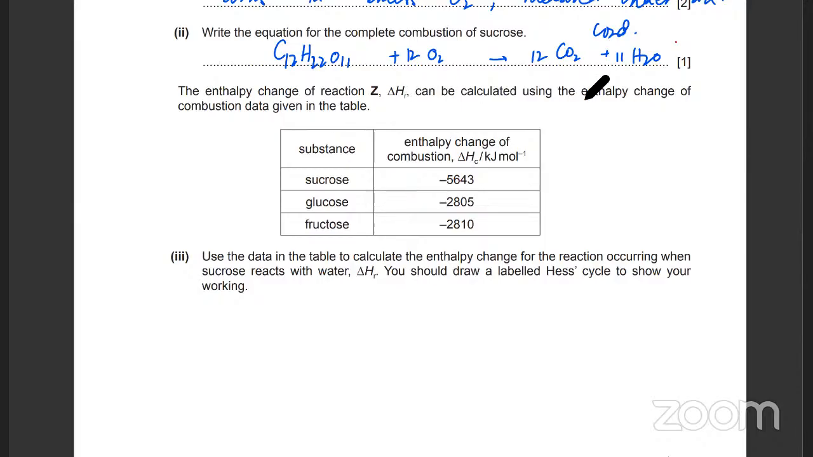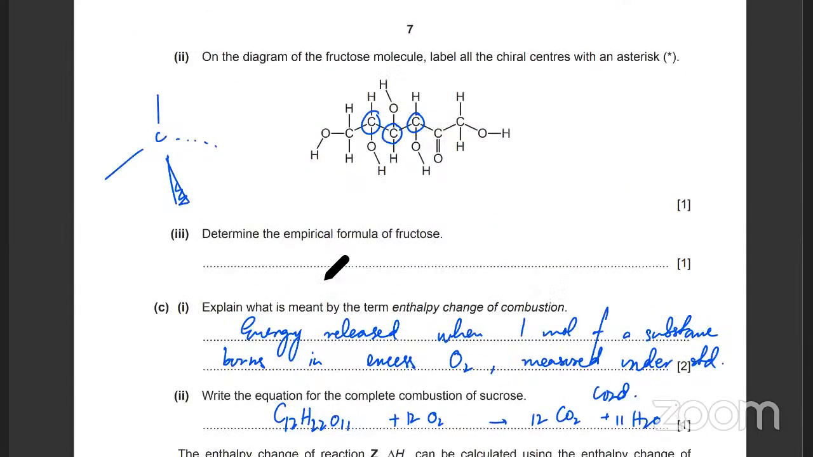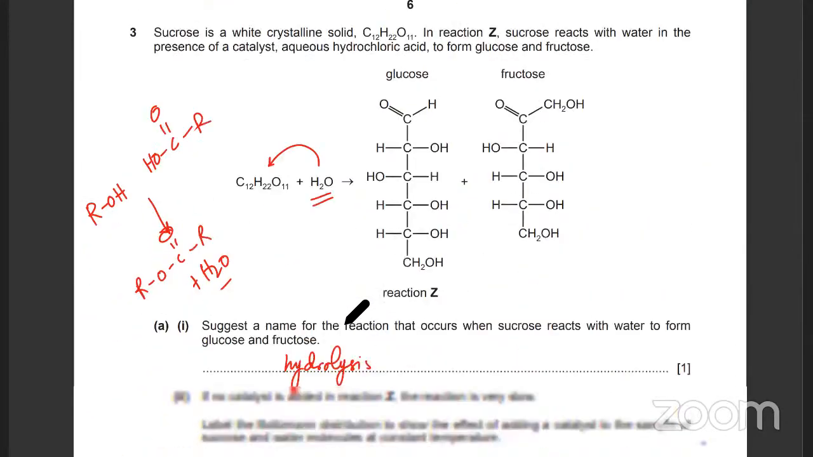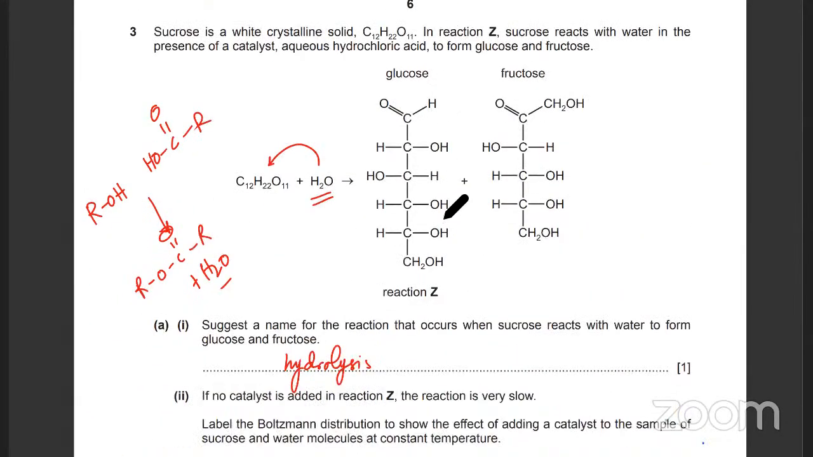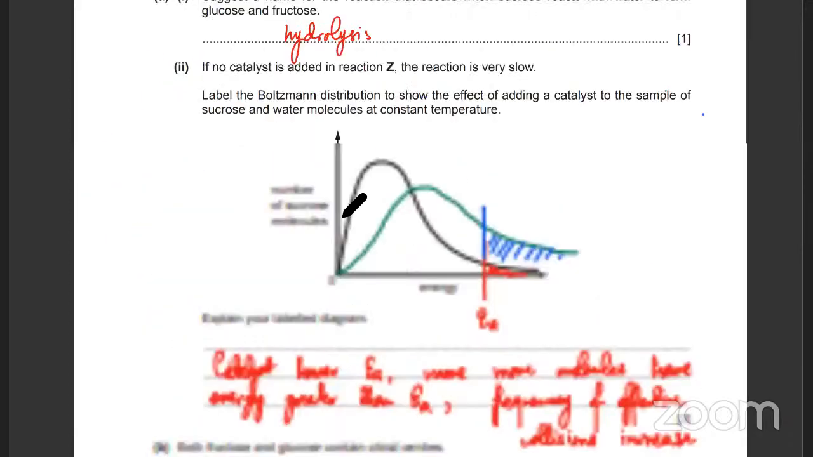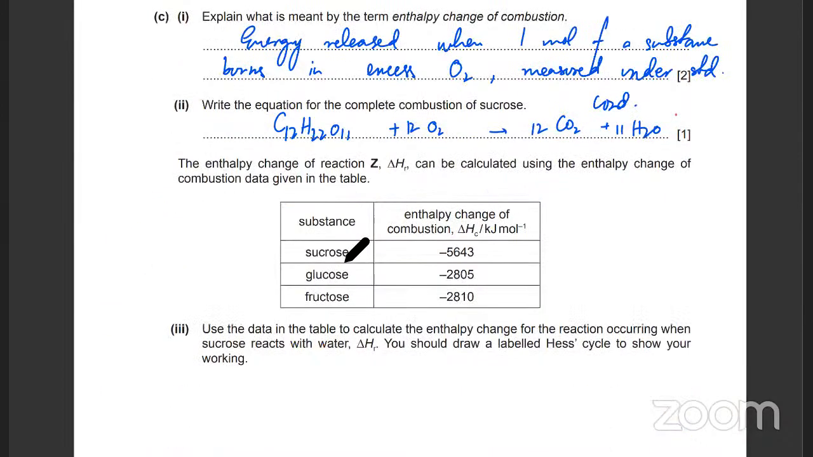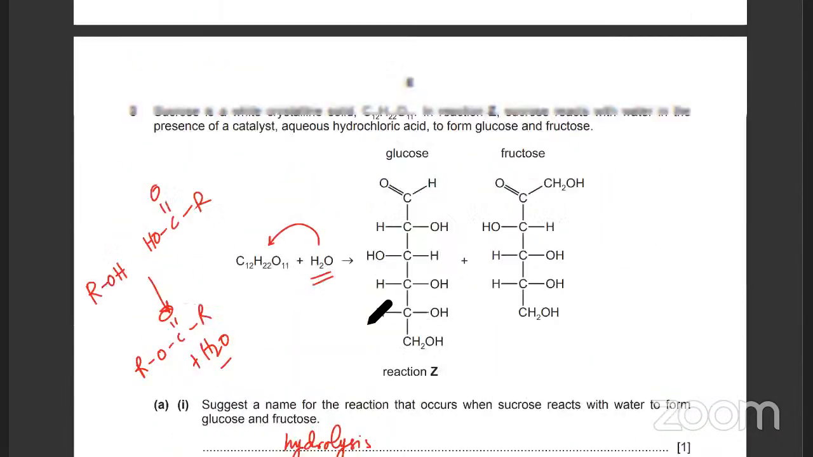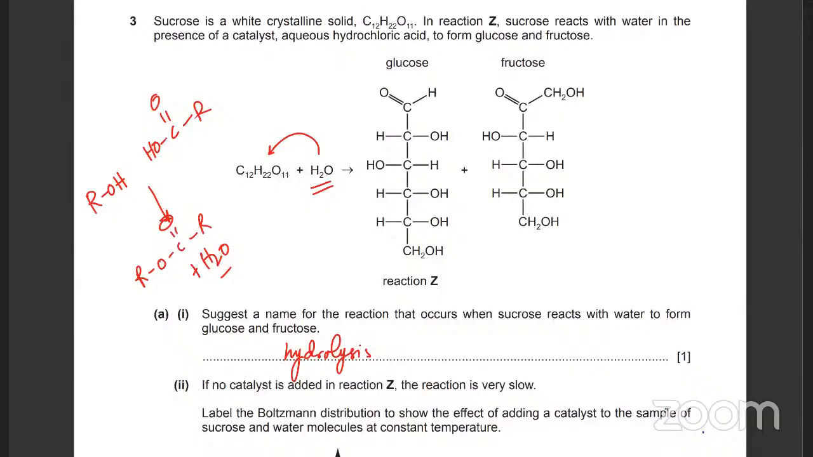Delta HR can be calculated using, which is delta HR? Sir, the previous page, when the sucrose becomes glucose and fructose. So I guess that is reaction Z, right? So C12H22O11 plus water. What is given to you? They've given us the enthalpy of combustion of glucose and fructose, so I'll make the cycle over here. But what's the formula? The formula is simple.